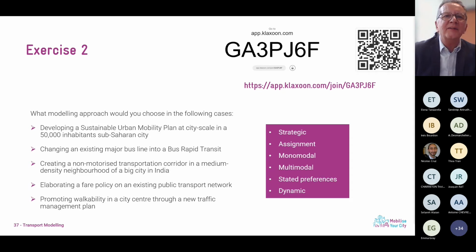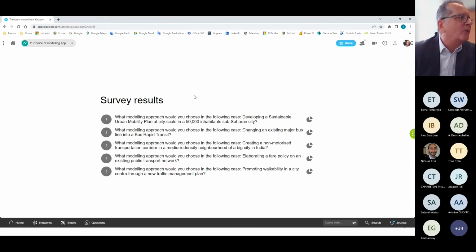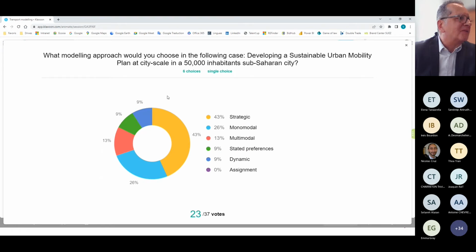Okay, let's see the results. So the first question was, what modeling approach would you choose in the following case? Developing a sustainable urban mobility plan at city scale in a 50,000 inhabitants sub-Saharan city. Okay, so many different choices. 43%, well, most of people voted for the strategic approach. Probably I would have voted the same, because probably in this context, I will not have a lot of data. Monomodal approach, I'm not sure it's adapted to a sustainable urban mobility plan, which by nature is multimodal.